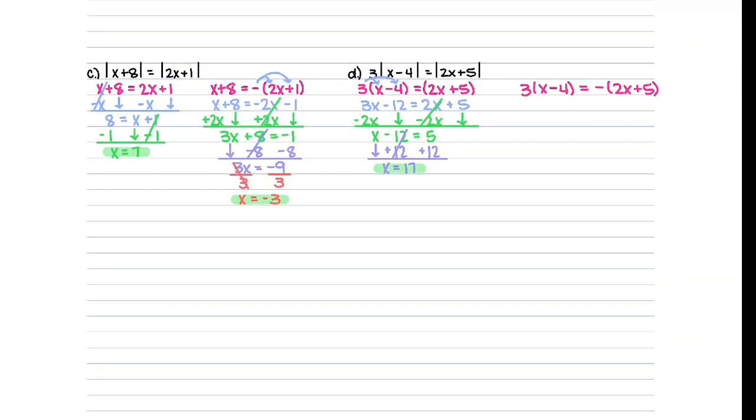Now for my other equation on the right side, I'm going to distribute the 3 as well as that negative on the other side of that equal sign. So this 3 times x is 3x, 3 times negative 4 is negative 12, is equal to a negative times 2x is negative 2x, and a negative times 5 is negative 5.